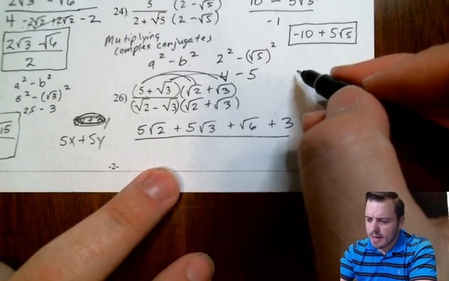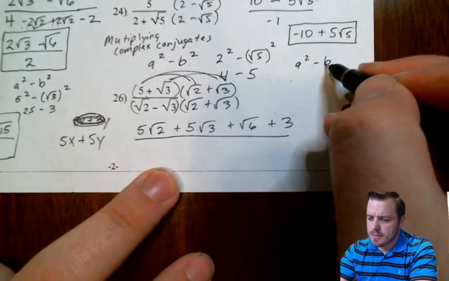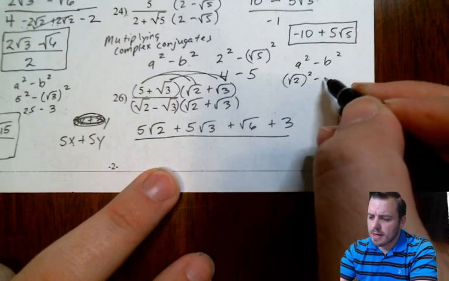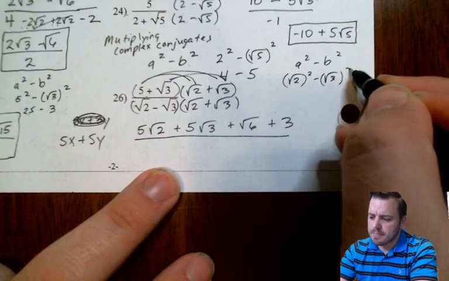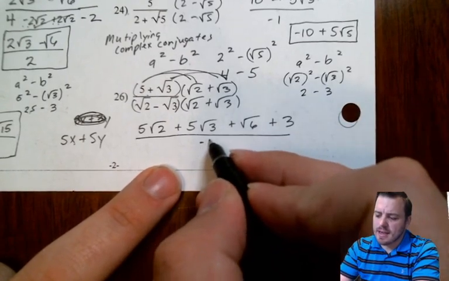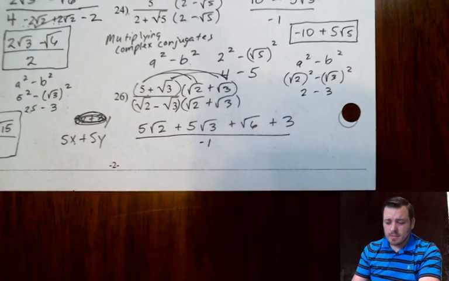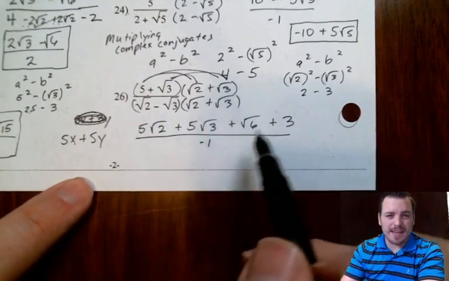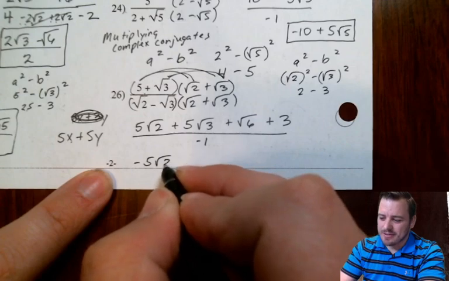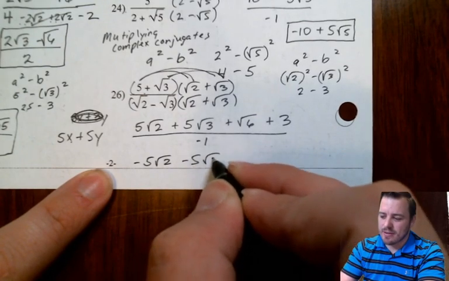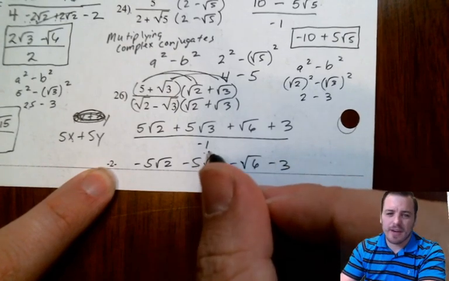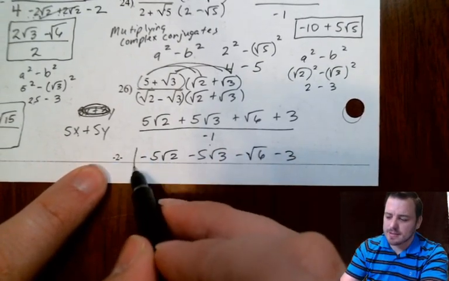And then I'm going to do my a squared minus b squared here. So that would be radical 2 squared minus radical 3 squared. That's just 2 minus 3. So that's negative 1. So I just need to change all my signs up here. So that would be negative 5 radical 2 minus 5 radical 3 minus radical 6 minus 3. When you divide by negative, you just change the signs.